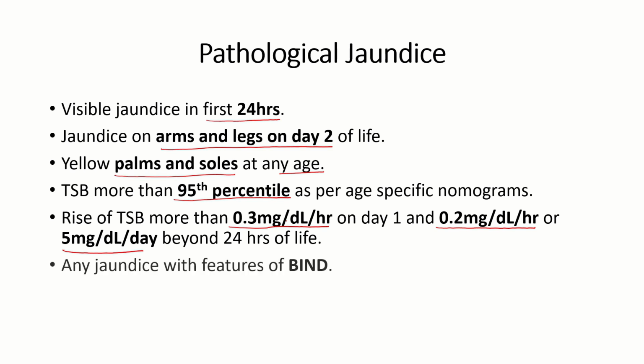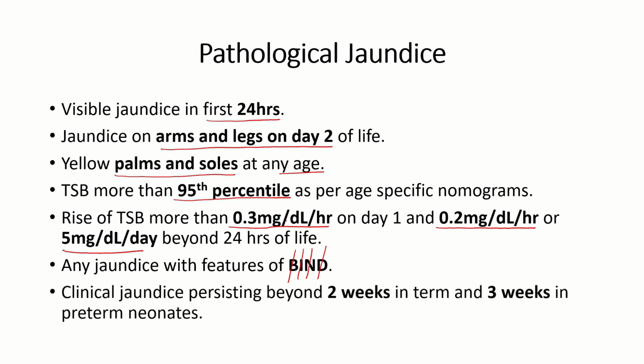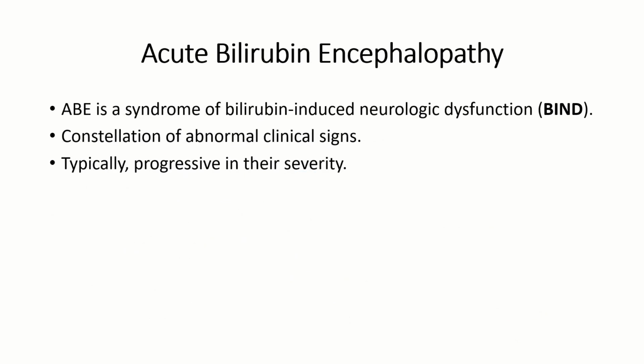Then any level of total serum bilirubin, even a low level, but with definite features of bilirubin-induced neurological dysfunction, is also considered pathologic. We'll read about these features in the coming slides. Lastly, a prolonged jaundice of more than 2 weeks in term children and more than 3 weeks in preterms is also considered pathologic. The next terminology is acute bilirubin encephalopathy, or ABE.